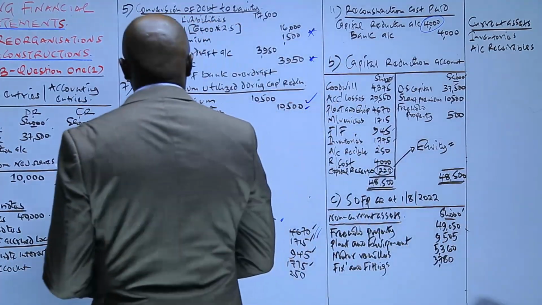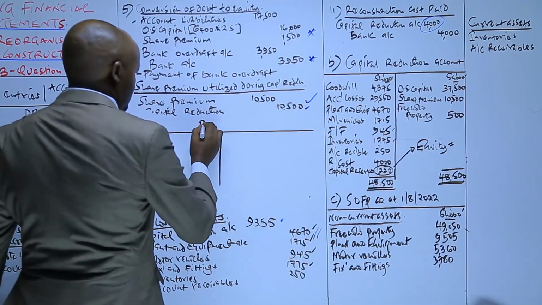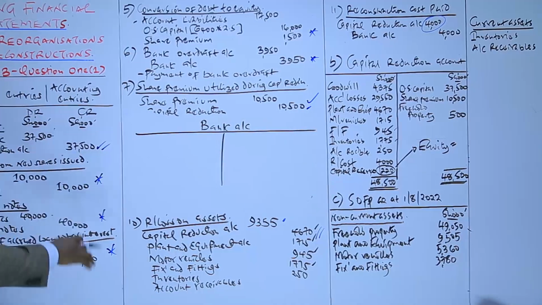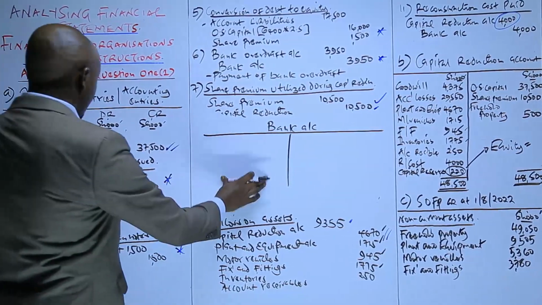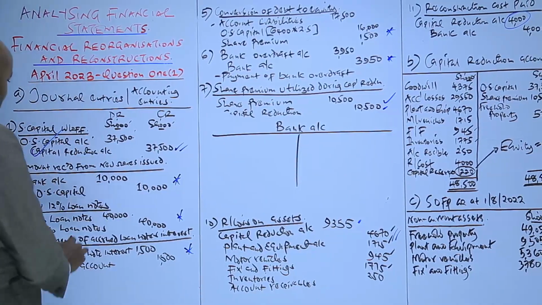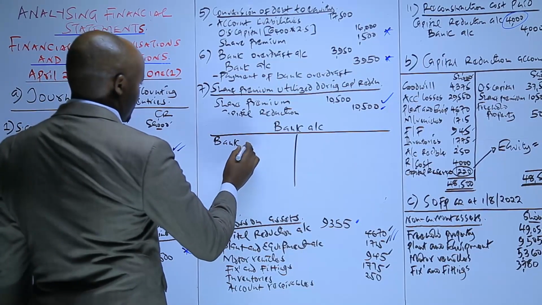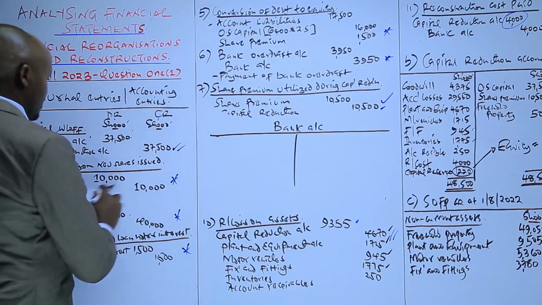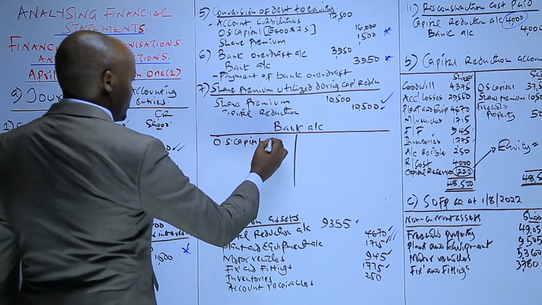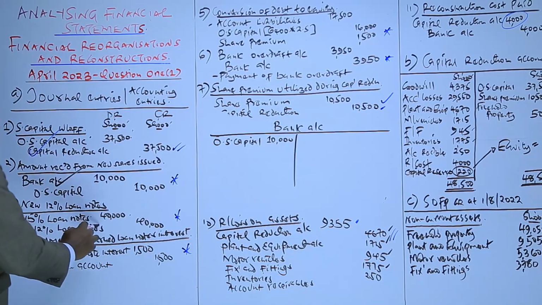So we prepare the bank account. For the bank account, we need to check the journal entries which are affecting bank. Automatically, the ones which we have done away with were not affecting the bank. So this is not affecting the bank. This one is affecting the bank, whereby the bank account is supposed to be debited with the amount of money which was received. The other entry is in ordinary share capital account with an amount of 10,000. And then this one is not affecting the bank.